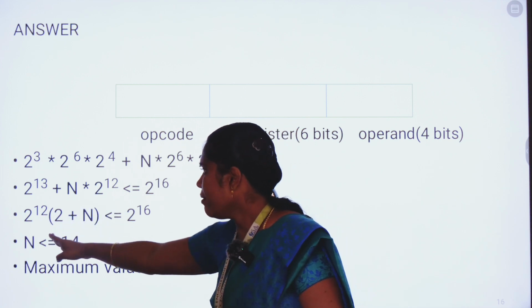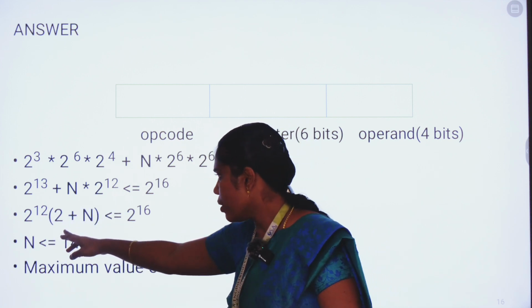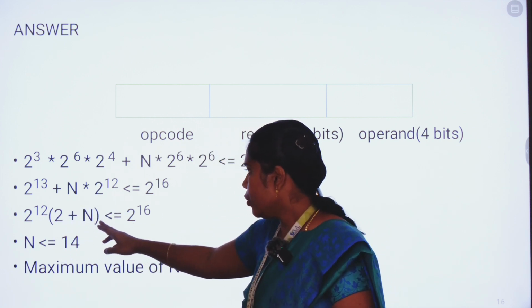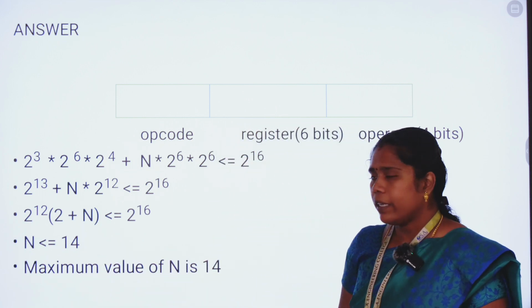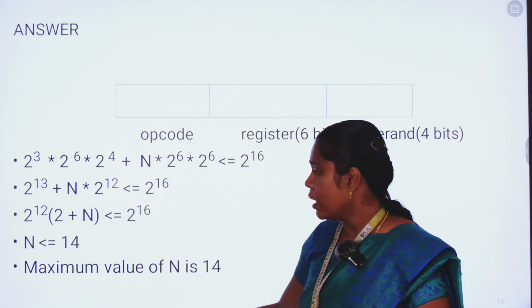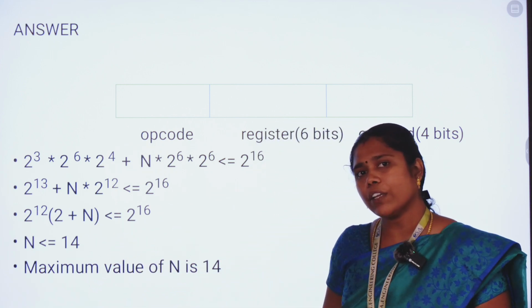Now I take the common value outside. 2 power 12 is taken outside, so 2 power 12 times (2 plus n). All this combined together, we get 2 power 4, which is 16, so 2 plus n is less than or equal to 16. What does it mean? The value of n should be less than or equal to 14.